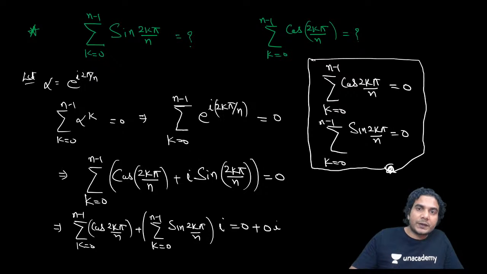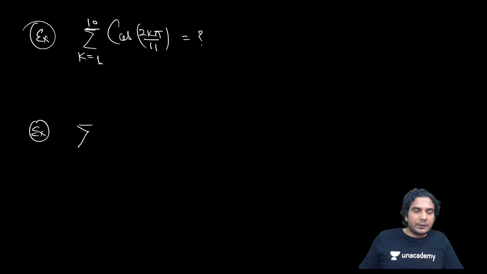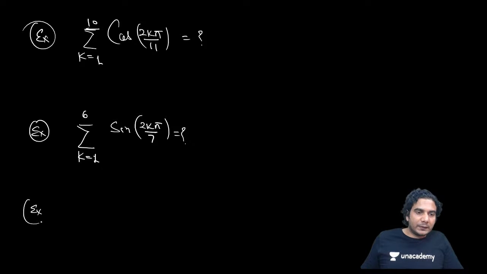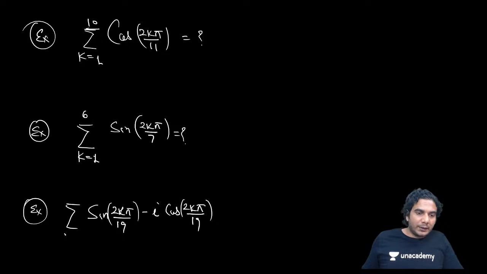So let's see which kind of questions they ask. So for example, you need to find the value of sigma of cos of 2k pi by 11, k start from say 1 to 10. All right, that is your question. Example 2, sigma of sine of 2k pi by 7, k start from 1 to 6, that is a question. And the third one is sigma of sine 2k pi by 19 minus iota times of cos of 2k pi by 19, all right, k from 0 to 18. So try these questions, try these sums.